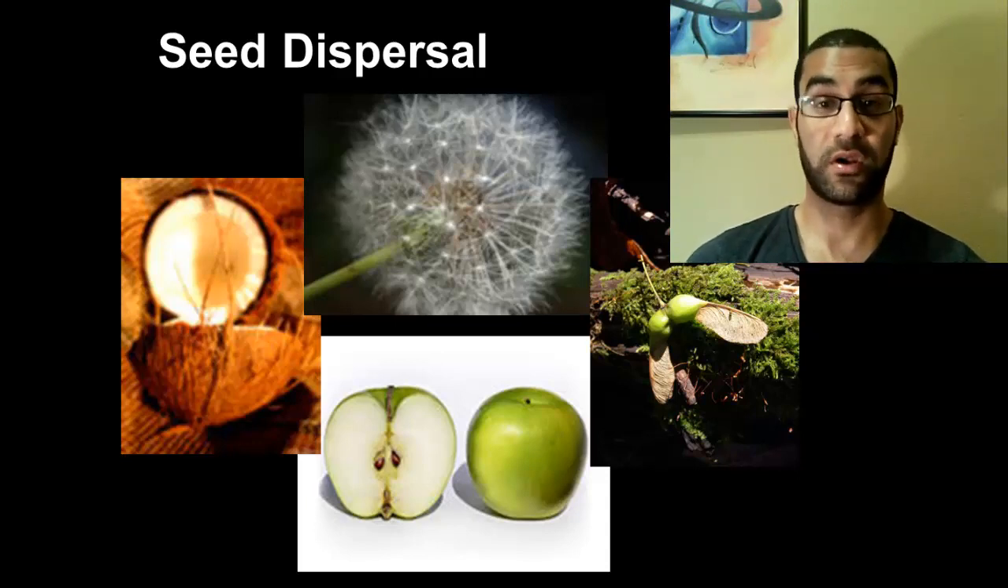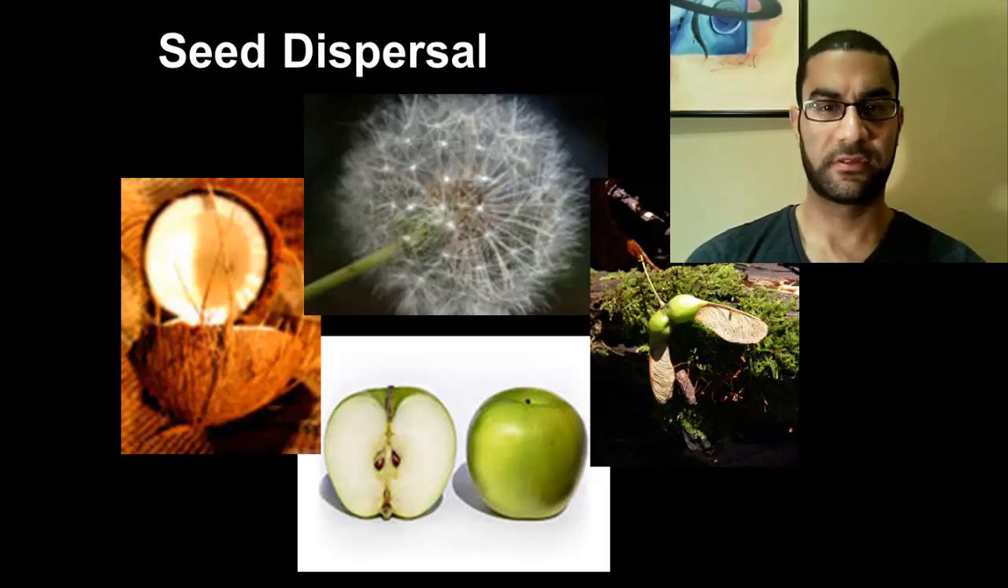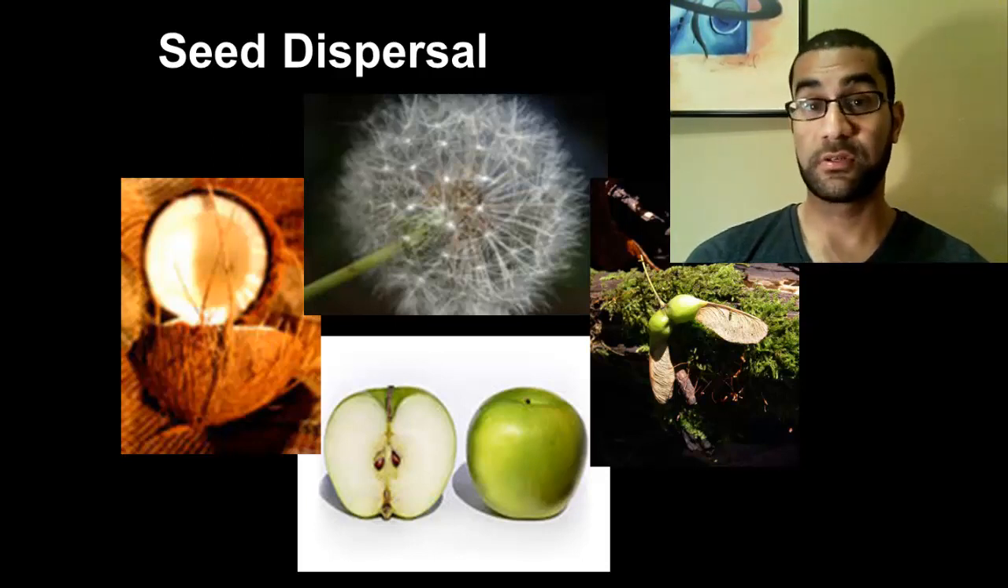So we have wind, water, animal, and explosive. So just be familiar with the four categories of seed dispersal. And there's a station that you'll do in relation to that as well. Alright, so that basically covers everything you need to know in terms of plants.